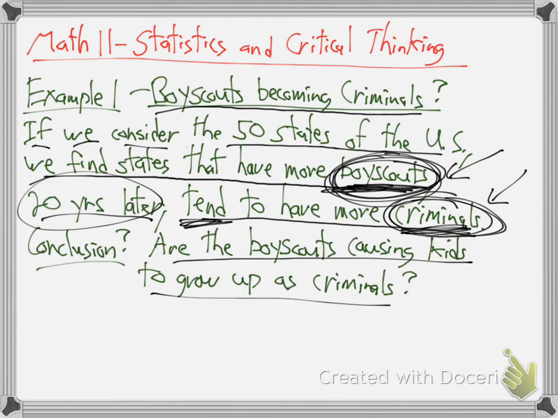And this isn't like a weird trick question. Oh, the trick is the criminals were from other states, but they just got locked up in this state because that's where they have the prison. No, it's nothing dumb like that. I'm talking about actual people that grew up in the states that have more Boy Scouts. 20 years later, more of those people end up locked up in some prison as criminals than in the states that had fewer Boy Scouts, which end up having fewer criminals 20 years later. That's a true fact.